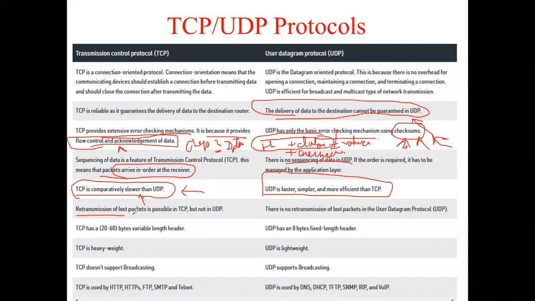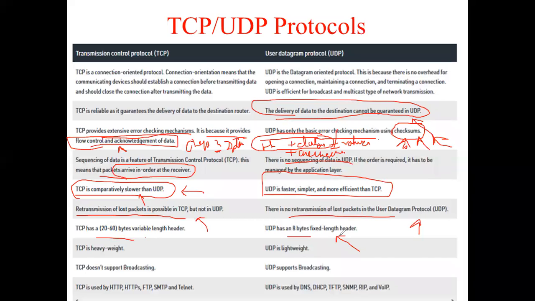So we can say retransmission of a lost packet is possible in the case of this, but there is no retransmission of lost packets in the case of this one, right? Whereas the header length is around 20 to 60 bytes, over here it is fixed. That's why I'm saying it has a fixed length. Header length is fixed. Data could vary.